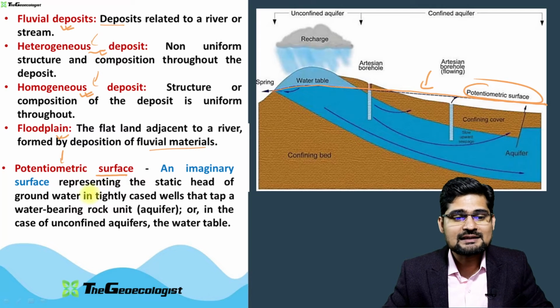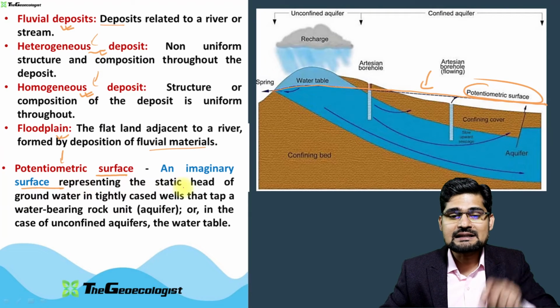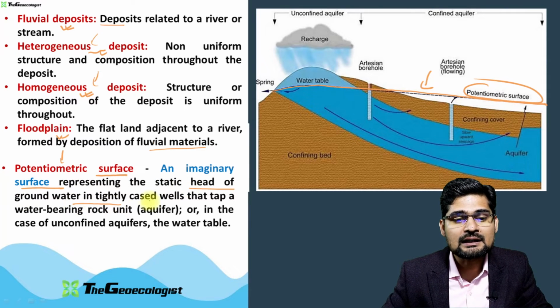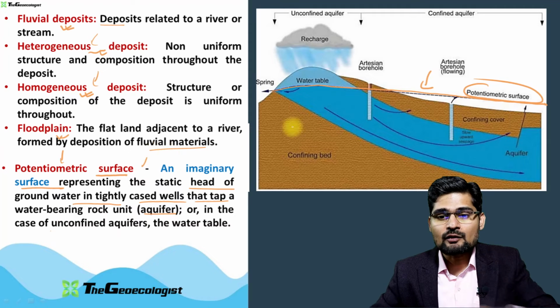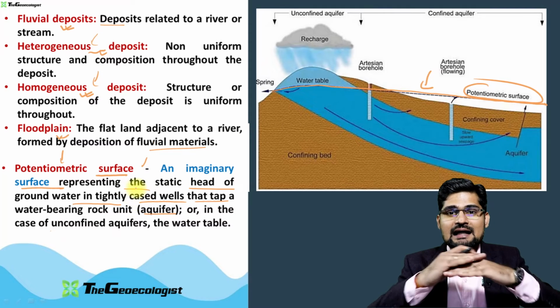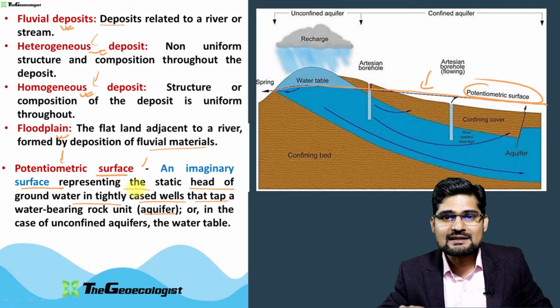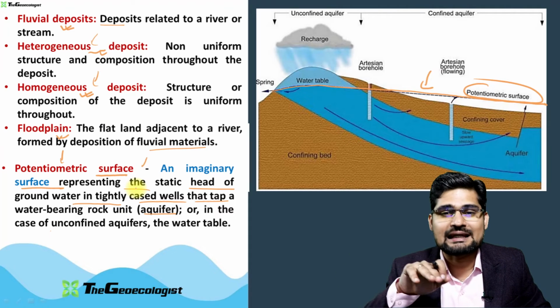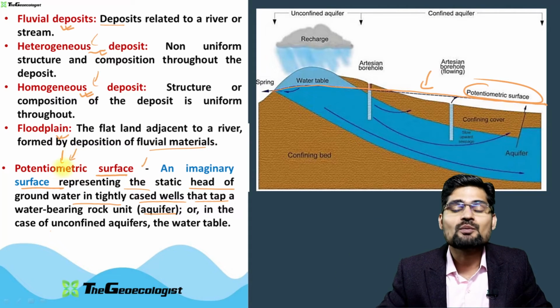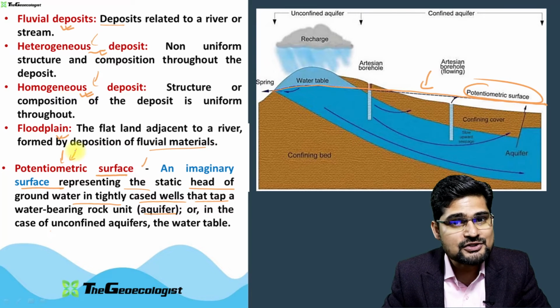What does it mean? It's an imaginary surface representing the static head of groundwater in tightly cased wells, that is aquifer. So it is basically talking about that particular line which is here, which is like a tightly cap. So if you have a cap which is across, somewhere it is high, somewhere it is low, so an average line. That's why we say it is a potentiometric surface used in hydrological studies.